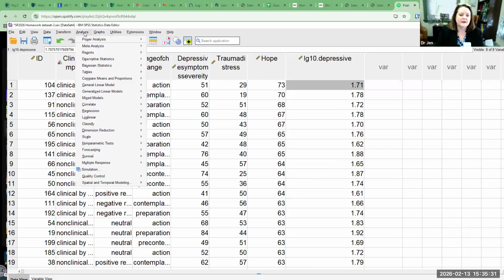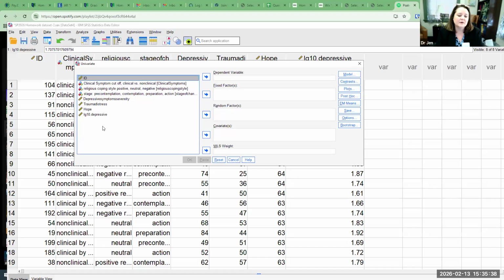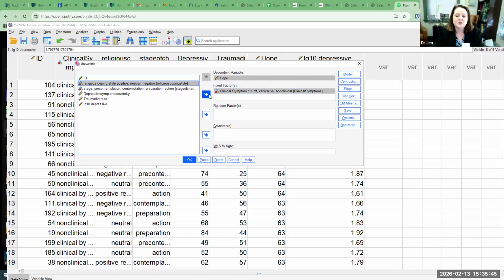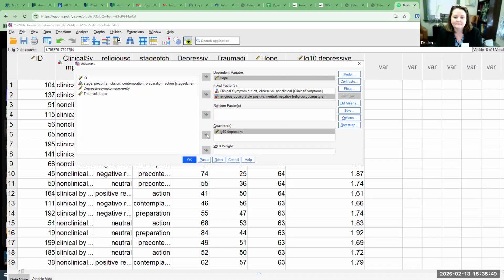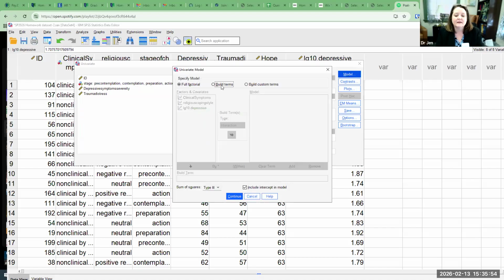Okay. So analyze, and we're going to GLM, general linear model, univariate. For here, we're going to set us up. So hope is our DV, symptoms is an IV, and so is religious coping. And then log 10 of depressive is our covariate. But to check homogeneity of regression slopes, we need to go in here and trick the system. So under model, I'm going to click on build terms. I'm going to send over each of these in order. 1, 2, 3, just like that.